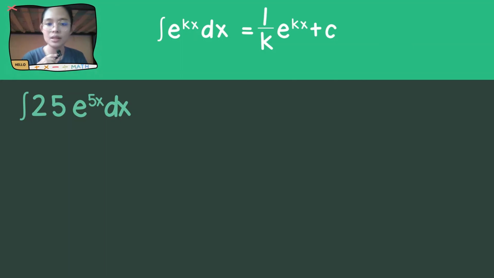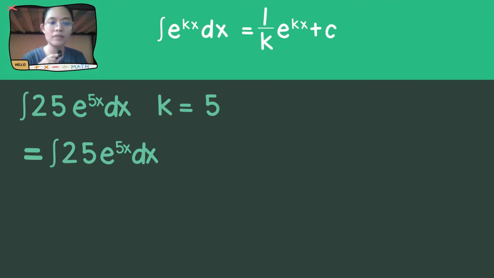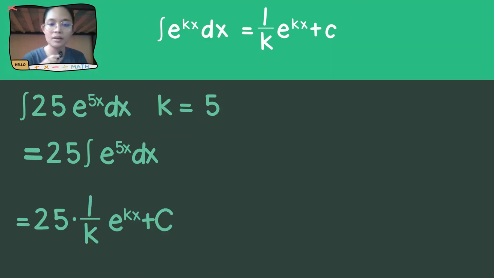In order to solve this, we need to find the value of the letter k, which is 5. Then, we need to rewrite the problem, which is the integration of 25e raised to 5x dx. Since there is a constant, we need to take it out. What you need to do is multiply 25 to the integration of e raised to 5x dx. So now, the constant is being multiplied to the integration of the exponential function. Replace the value of k with 5.